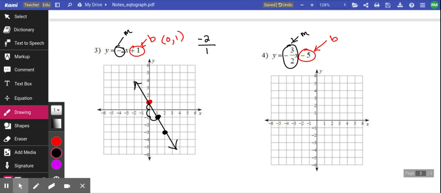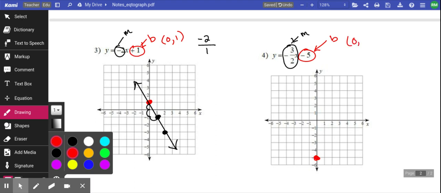Notice that it goes downhill, which means that it is a negative slope, which works perfect because our slope is negative. Okay, next one. We're going to plot a point at -5, because remember, this can be written as (0, -5). And then now we need to use our slope to tell us how to move. So we have a -3 over 2. Please let me point out that -3 over 2 is the same thing as 3 over -2.